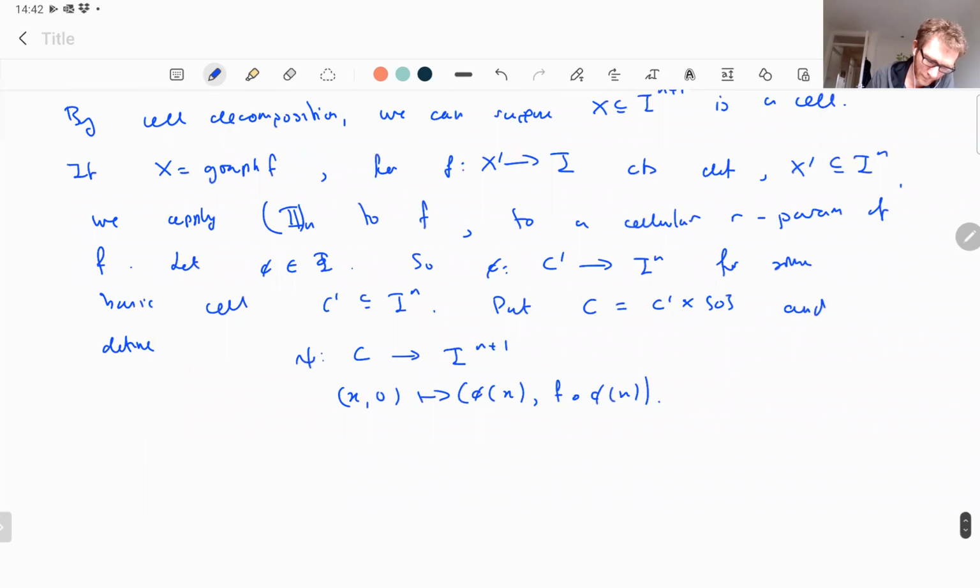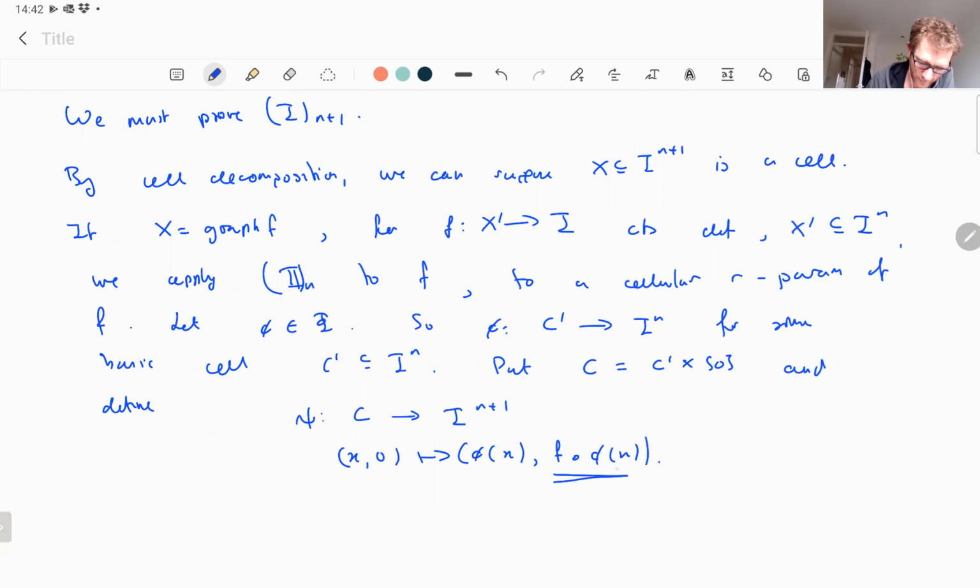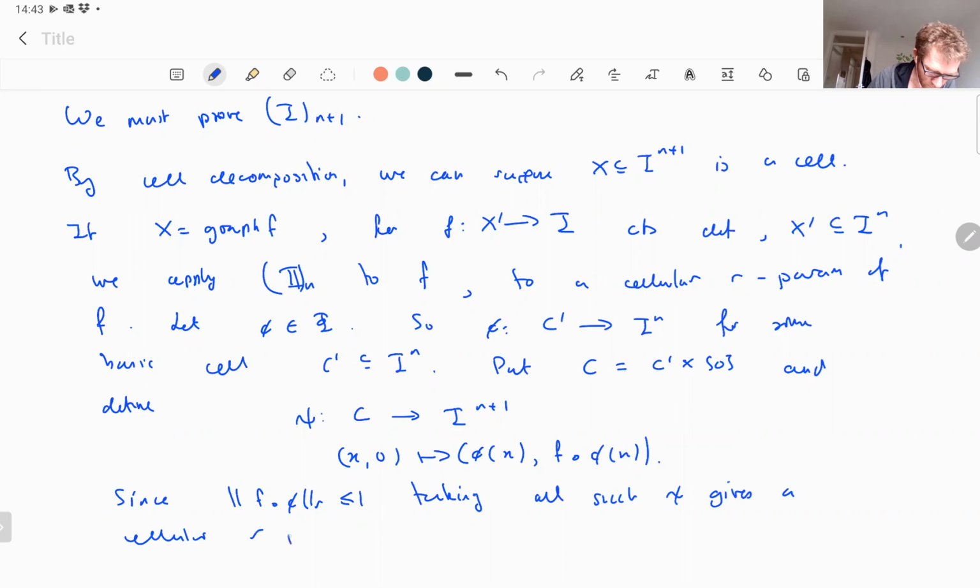And then the phi is a cellular R parameterization of f. So this is going to have bounded derivative. So since this is less than or equal to one, we take all of the psi's corresponding to the phi's in phi, and we get a cellular R parameterization of x. And then there's the other case where x is the space between two functions. That's quite similar.